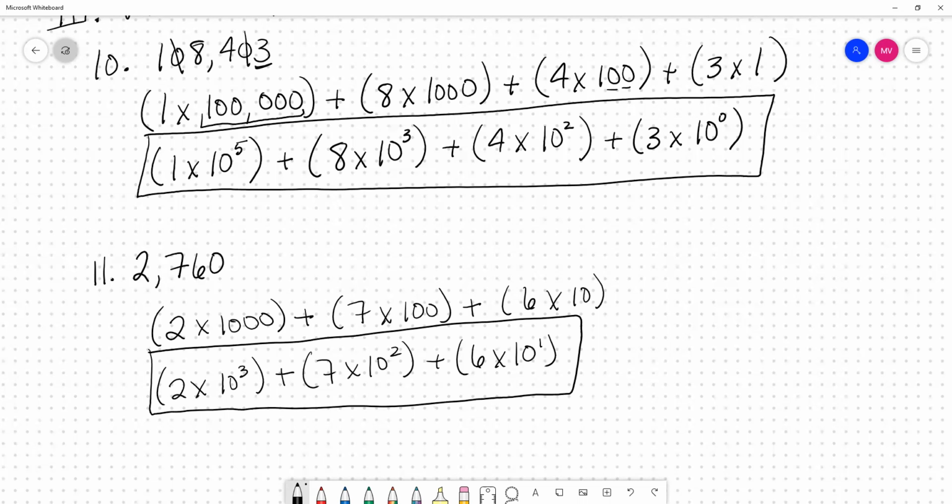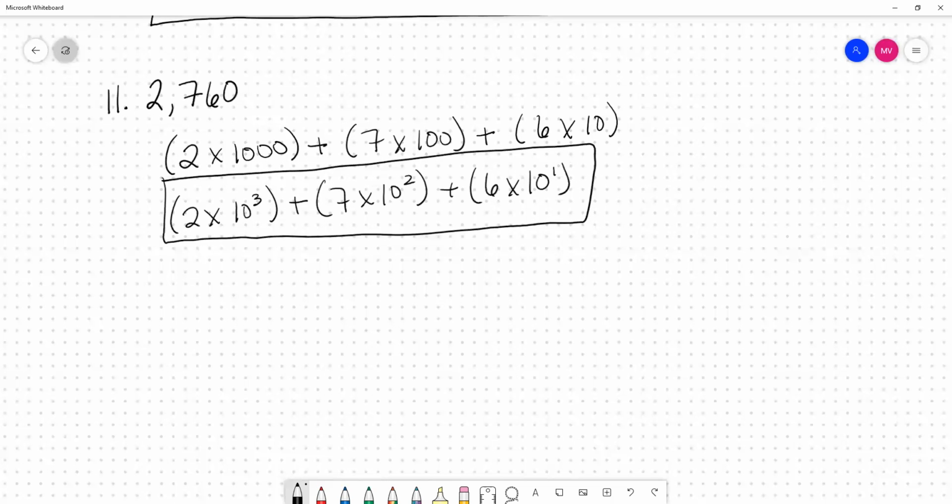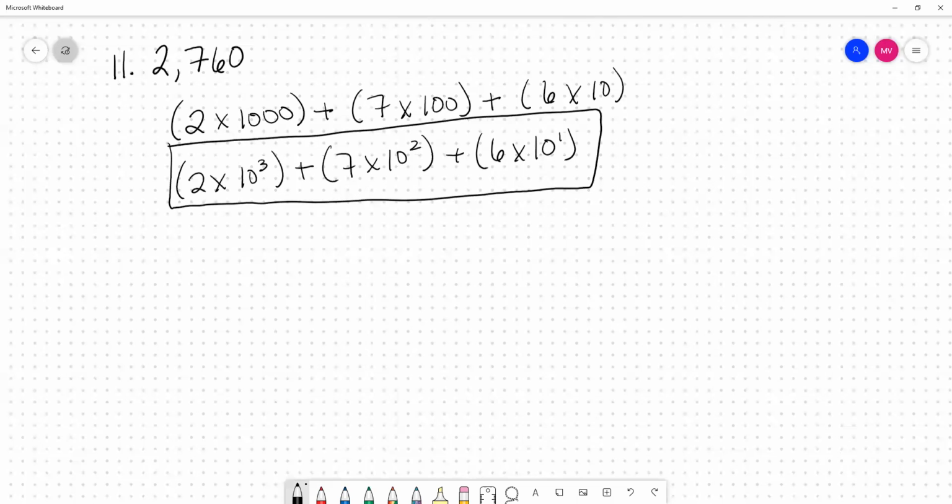Section 5? Wait, we just did 5. What are you talking about? Oh, section 5. Oh, no worries. We'll get to that.